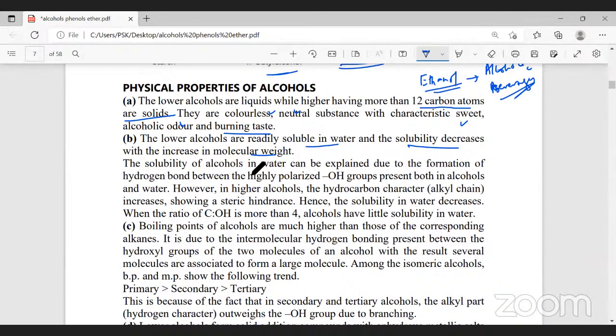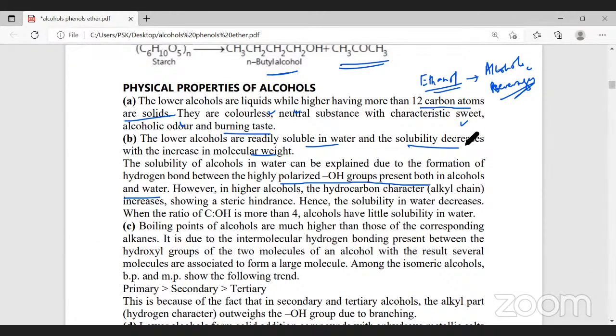Now, the solubility of alcohol in water can be explained by the formation of hydrogen bonds between the highly polarized OH group present in both alcohol and water. Alcohol, normally we represent as ROH. Water, we can represent as H2O. Now, what happens? Hydrogen and oxygen. A hydrogen bond is formed between the hydrogen of alcohol and the oxygen of water. So that is why the lower alcohols are soluble in water.